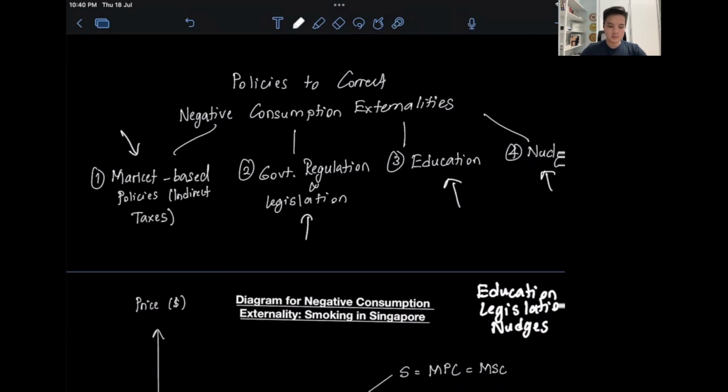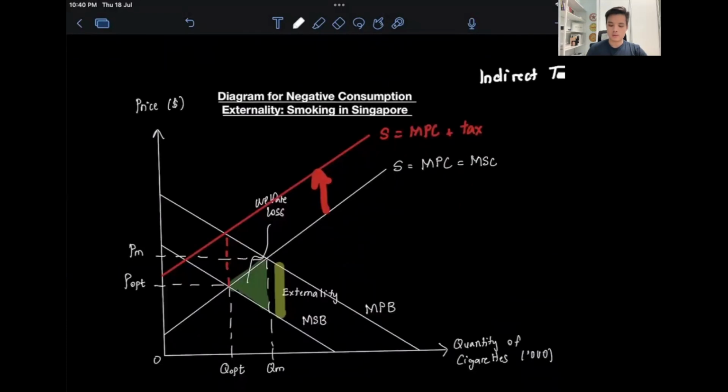So firstly, in terms of indirect taxes, which is point number one, in Singapore, the current cigarette tax is 49 cents per stick. So this increases the cost of smoking and is reflected in the graph as an upward shift of the supply curve to produce at social optimum. As we see in this particular graph, the tax would increase the cost of production, and this is reflected in the diagram as the upward shift of the supply curve.